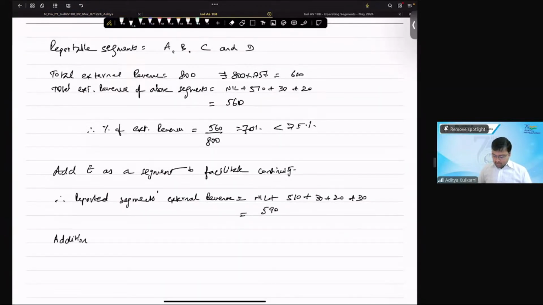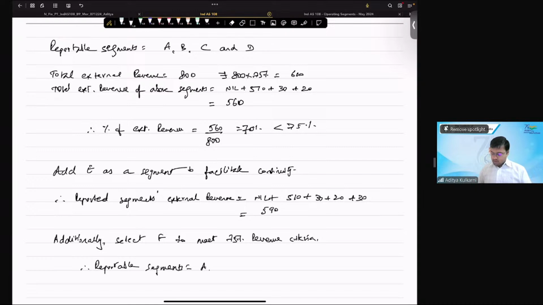Additionally, select F to meet the 75% revenue criteria. Therefore, reportable segments are A, B, C, D, E, and F. Is it okay? Yes. Did everybody understand? Yes, sir.